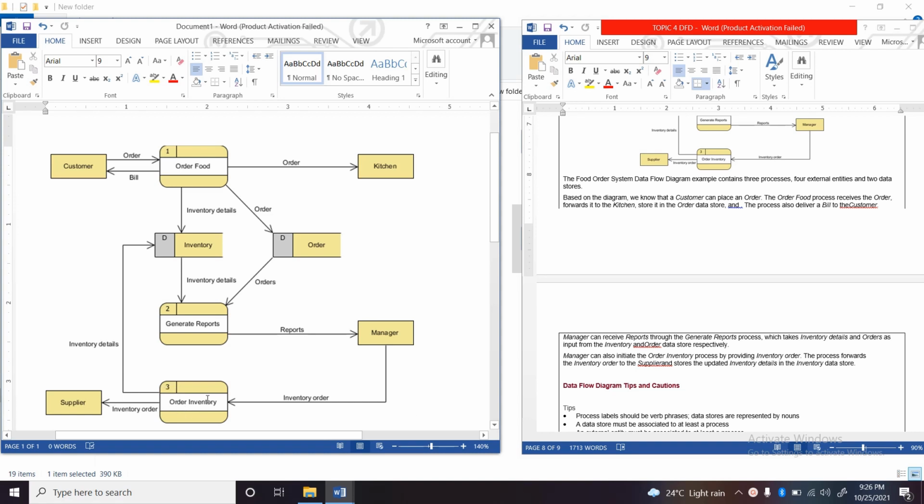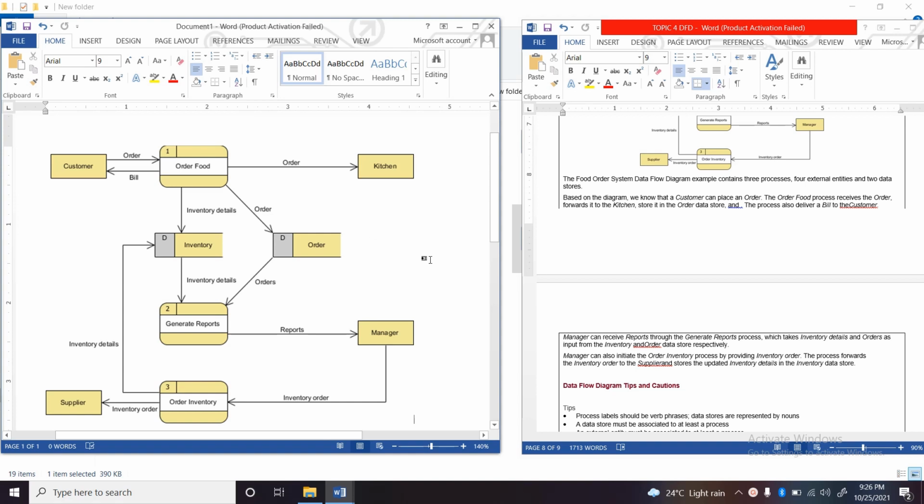And then the details of our order inventory process will be forwarded again to the inventory data store. So it's just like a cycle, an ending cycle. It represents a food ordering system. So all of the processes are interconnected with each other. So it is up to us.